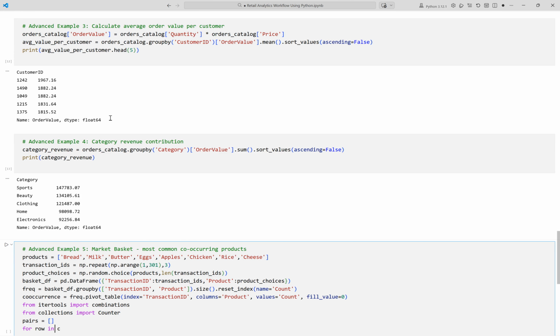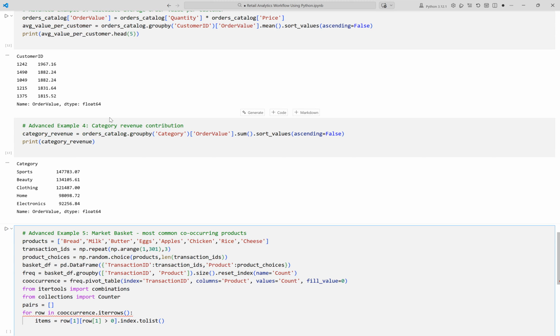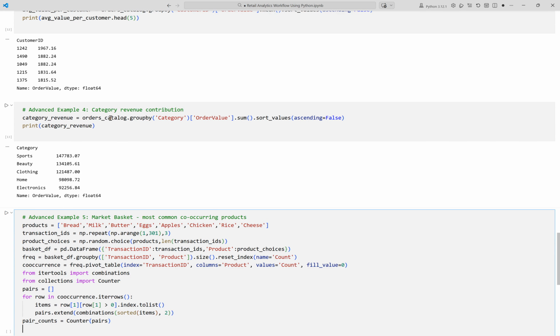For each row, we identify the set of products in the basket. We get all combinations of 2 products per basket. We count occurrences of each product pair. Let us print the 5 most common product pairs bought together.